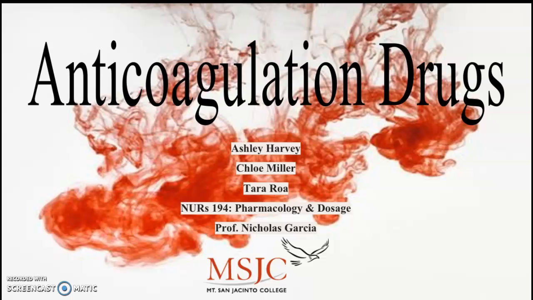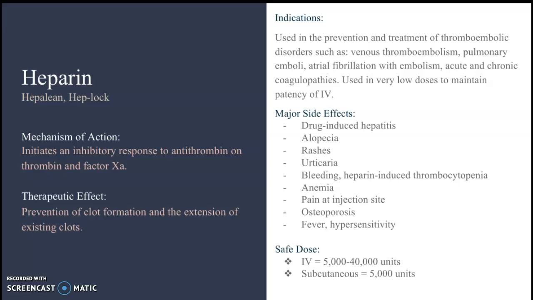Anticoagulants are used to prolong bleeding time and thereby prevent thrombi from forming or enlarging. During this presentation, we will discuss heparin, heparin-like drugs, vitamin K antagonists, direct thrombin inhibitors, and factor XA inhibitors. The first prototype drug we will be discussing is heparin.